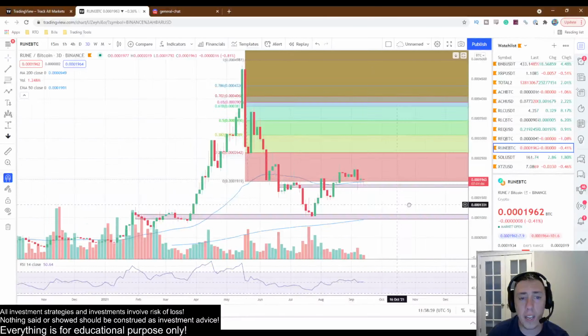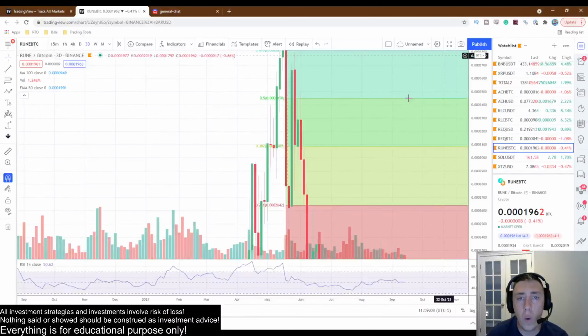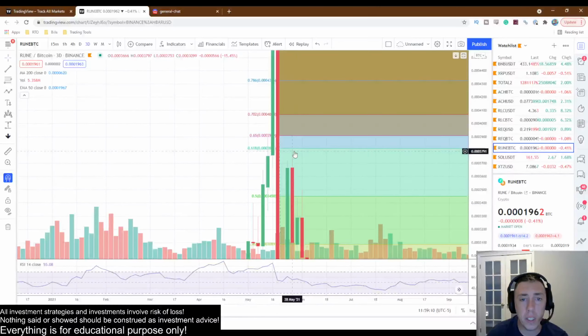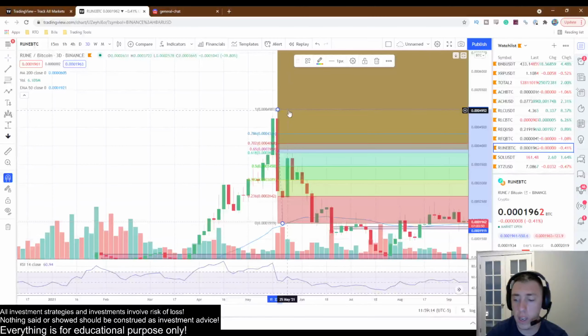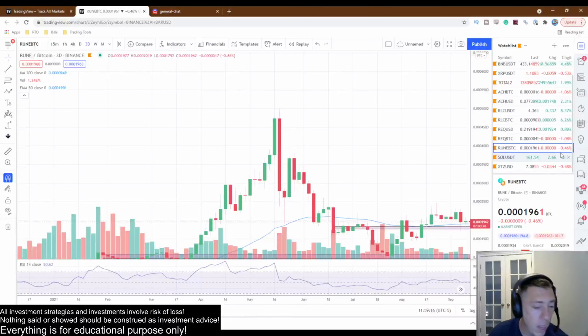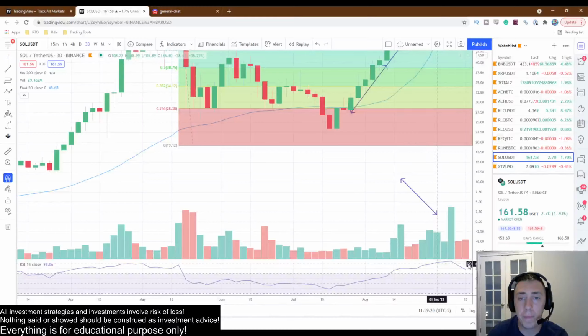Rune BTC, very similar situation. We have a massive drop right here on the BTC pairing. Drop down here, rejected. Where did we find our resistance? Right here at the 0.618 retracement level. Interesting, right? Awesome. Solana, another great example, right over here.